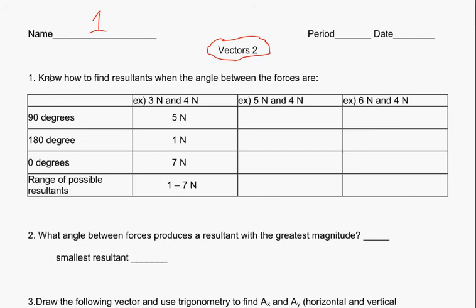Okay, so know how to find resultants when the angle between the forces are. Now we'll take a look. We've got three options: 90 degrees, 180 degrees, 0 degrees, and the last row is going to be kind of annoying. It says the range of all possible resultants, and you'll see what that's going to be in a bit. Now if we look at our columns, we start off with a first one, and it says that we're going to have these two vectors, and these are the magnitudes of our two vectors, and this is going to be the degrees between our two vectors. So let's go over and I'll show you guys in another document how these three situations look.